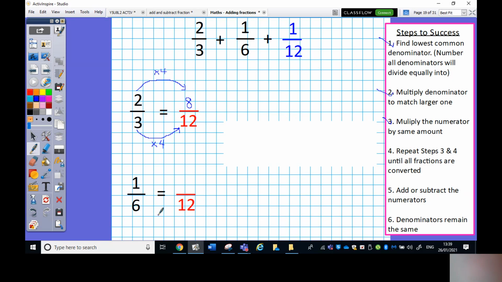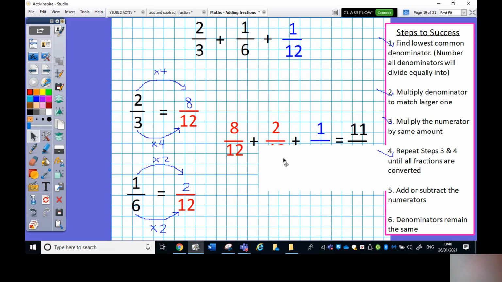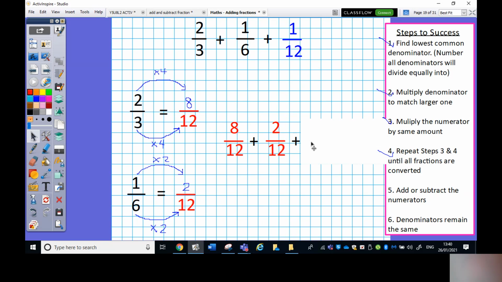Now I'm going to look at 1/6. Repeat steps 2 and 3 until all fractions are converted. So what do I need to do to 6 to get 12? I need to multiply it by 2. Well done. What about the numerator? Tell me. Good. I need to multiply that by 2 as well. So my answer is 2/12. Excellent. So here I have 2/12.